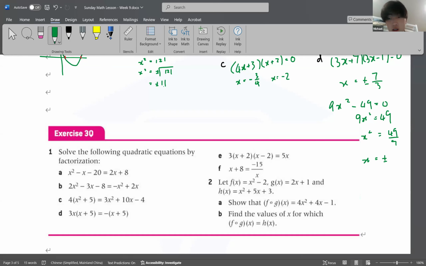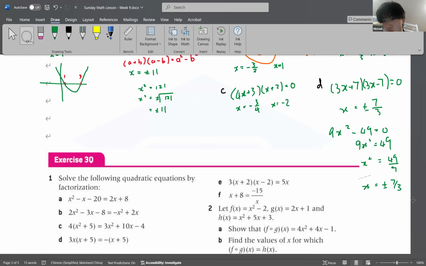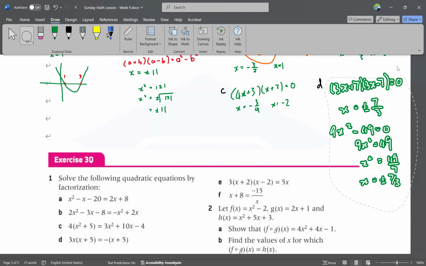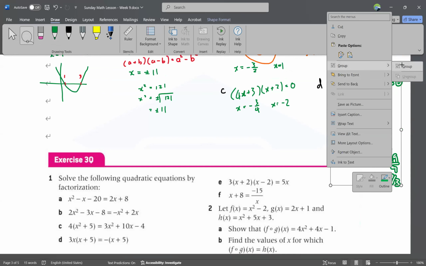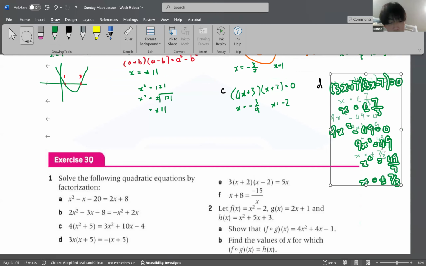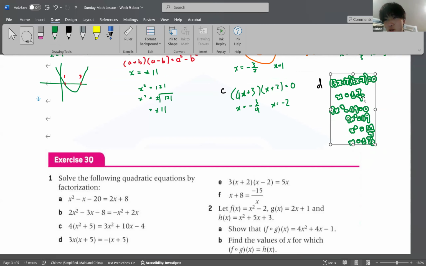All right. Any questions about this one? Any questions about this question? If not, we'll move on. No. All right, cool. I like how I can group this and just make it super small.